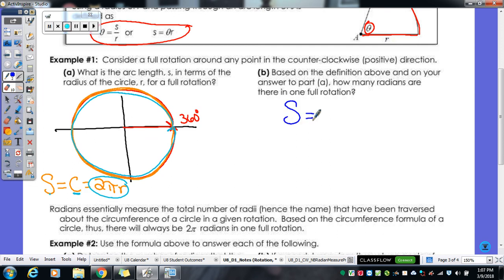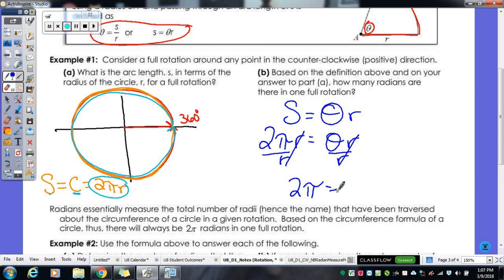So our formula above is S equals theta r. We just figured out S for one full rotation is your circumference formula, 2 pi r. So that's going to equal theta r, divided by r. So 2 pi equals theta. So 2 pi radians equals one full rotation.